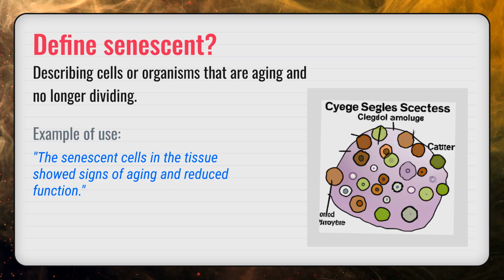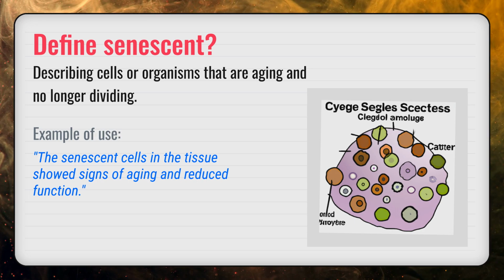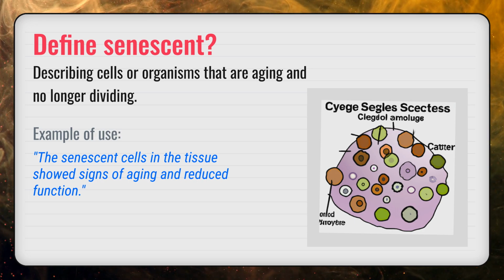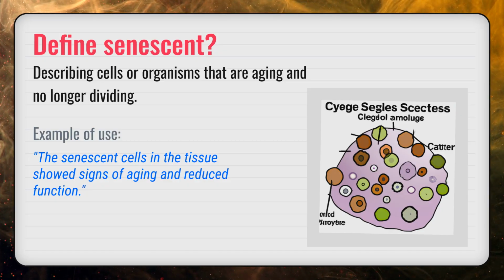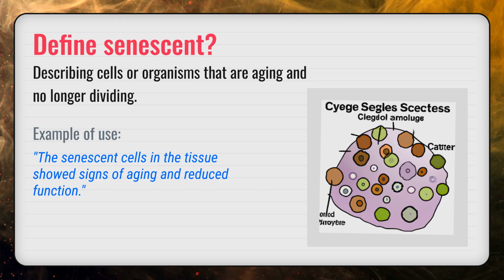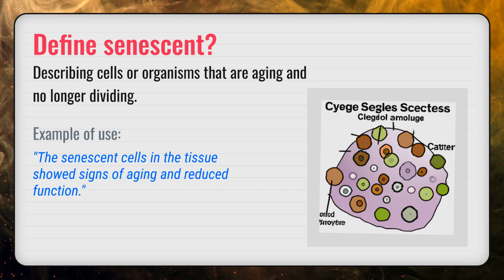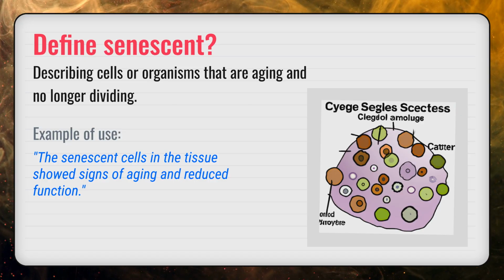And just for fun, here's a playful wrong example. I tried to senescent my homework, but it didn't go well. See how context makes a big difference. Using senescent correctly helps your meaning come across clearly, while using it wrong can sound confusing or just funny.